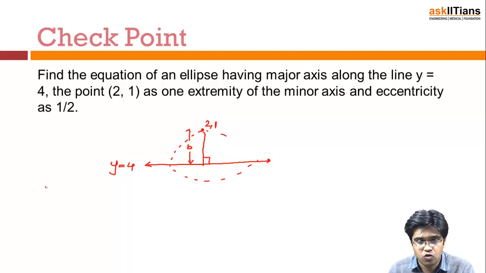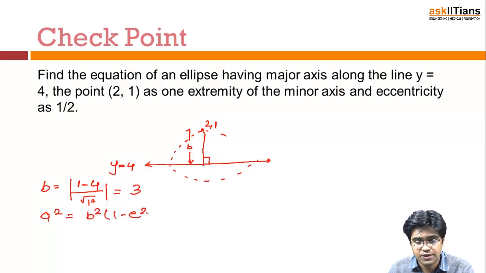So for y equals 4 and 2 comma 1, I can easily find b by our length of perpendicular formula, that is y minus 4. So 1 minus 4 divided by root of 1 square, that is, my b is 3. So we have got our b as 3. Now we know that b square is equal to a square times 1 minus e square.